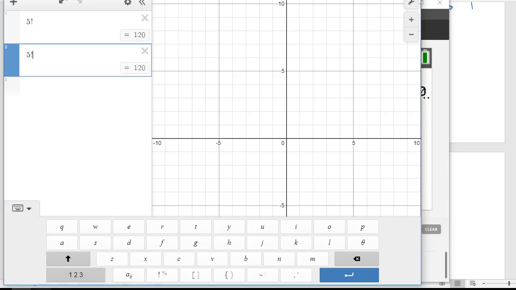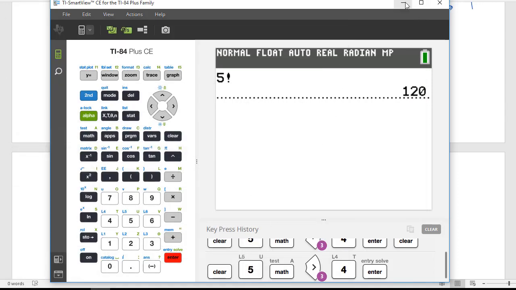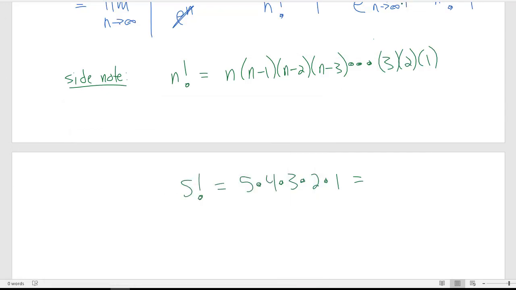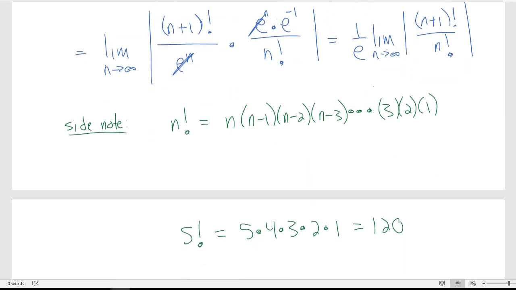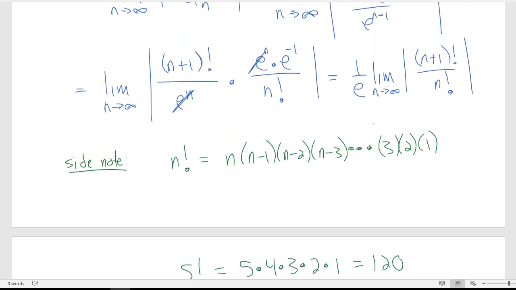So factorials for a specific number have a specific value. Right? So this is technically 120 here. But what I want to really talk about is how do I simplify that expression that we are left with in our limit. Right? So I'm looking at this last expression here. How do I evaluate this limit?